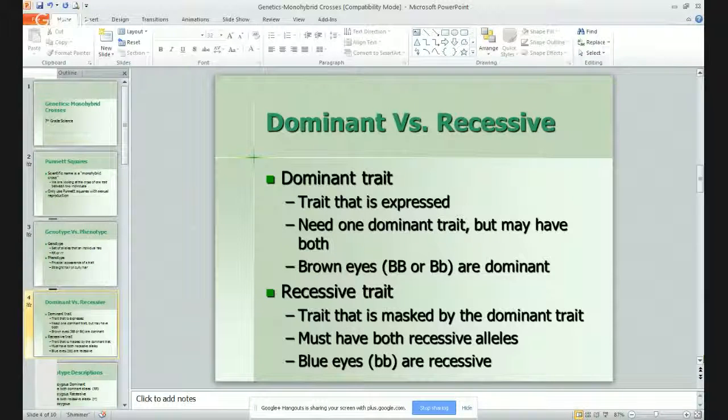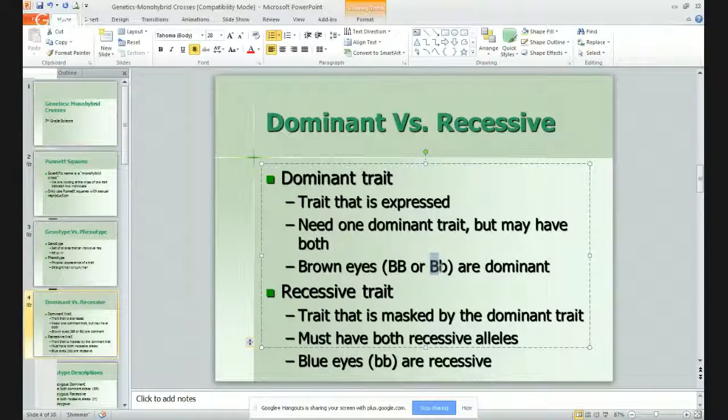You could also have this particular genotype right here, big B, little b, meaning you got the brown-eyed allele from mom and the little b or the blue-eyed allele from dad. Because you have one copy of the brown-eyed allele, you're going to have brown eyes, but you could pass on the blue-eyed allele to your kids. So if you had two individuals with the same genotype, they could both, in theory, pass on this little b right here.